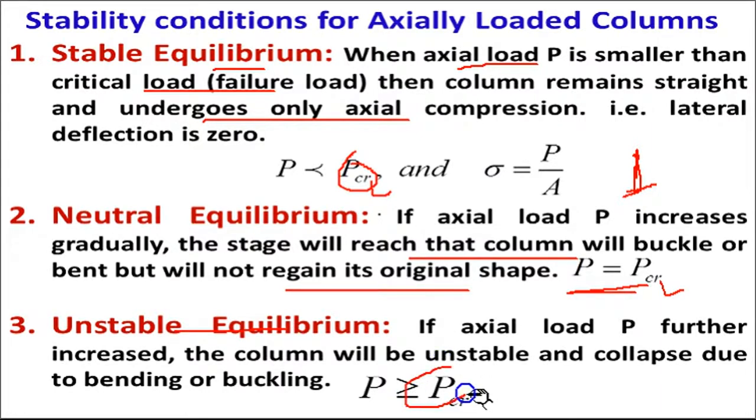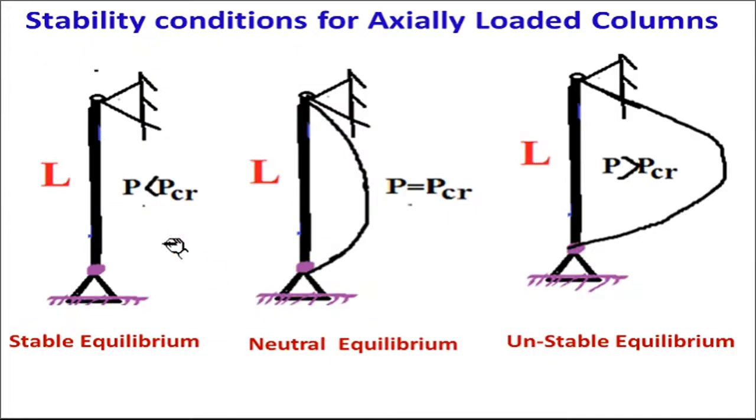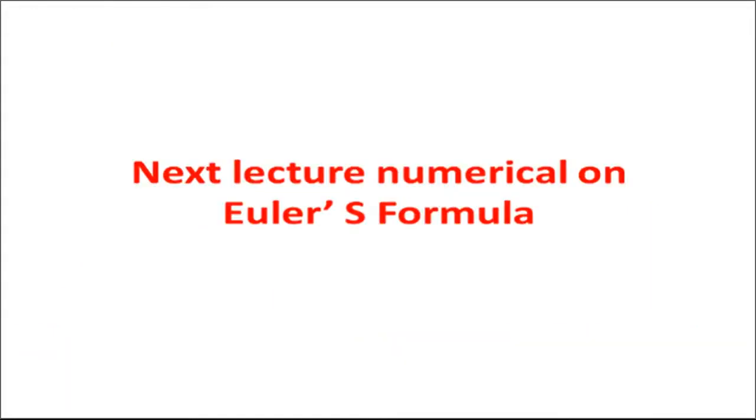What happens in unstable equilibrium? Applied load will be more than the critical load. That is called unstable equilibrium. And these are the three conditions. In stable, P is less than PCR, meaning the column will be straight by itself. In the second case, P equal to PCR, it will just buckle. And in the third condition, there will be excessive buckling and then it will fail. So those are the three stability conditions.